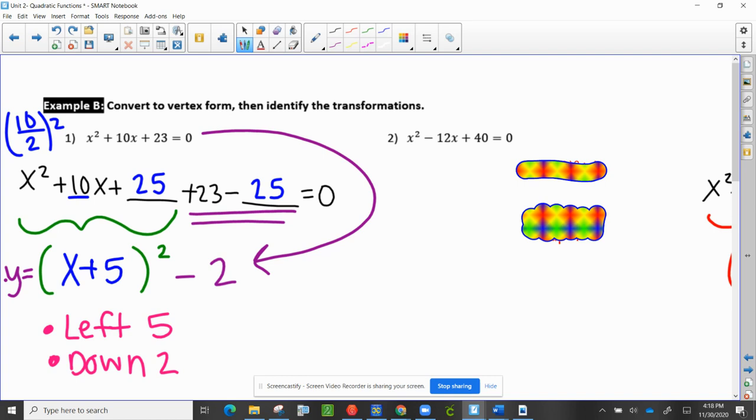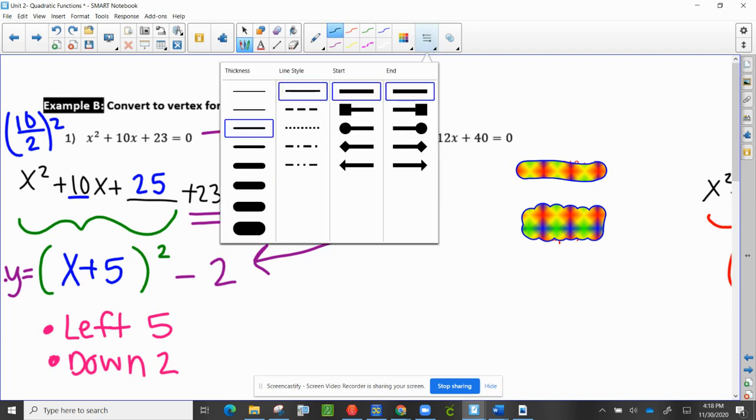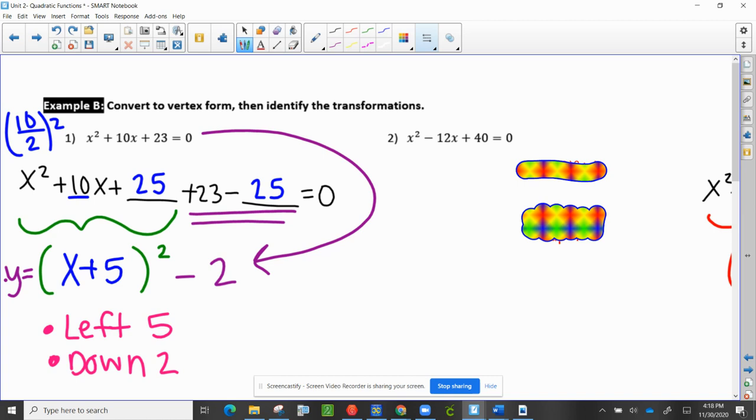So I'm going to have you guys try number 2. So start by putting that into vertex form. So we have x squared minus 12x plus a blank plus 40 minus a blank. So if you need me to help you get started and do the setup, I can do that. So this would be x squared minus 12x plus a blank.